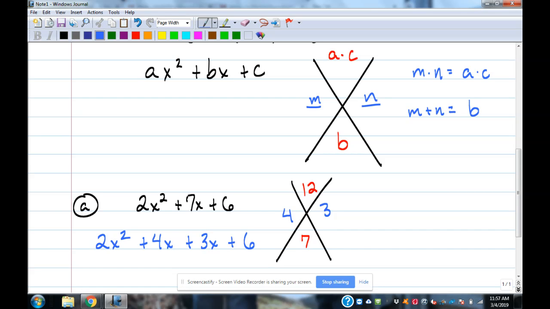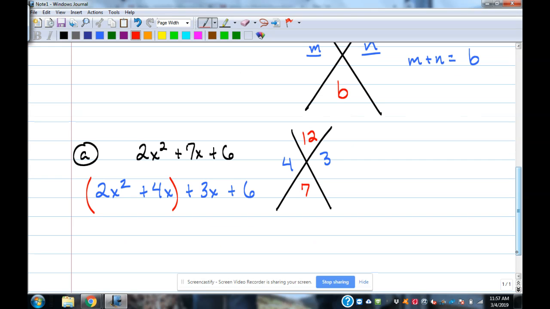All right? So, first 2 together. First half of the problem. 2x squared and 4x. What's the GCF of those 2? 2. And they both have an x, so I'm going to pull a 2x out. What's that leave in the parentheses here? What times 2x gives me 2x squared? 1x. Plus what times 2x gives me 4x? 2. So a plus 2.